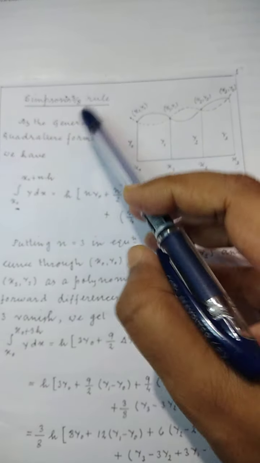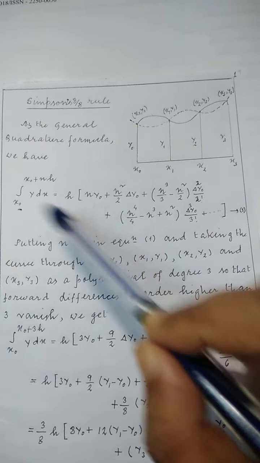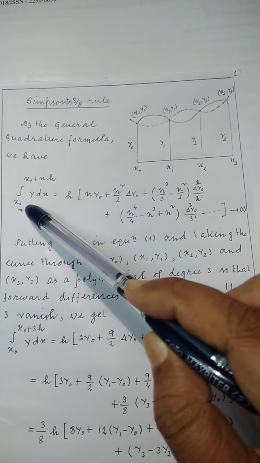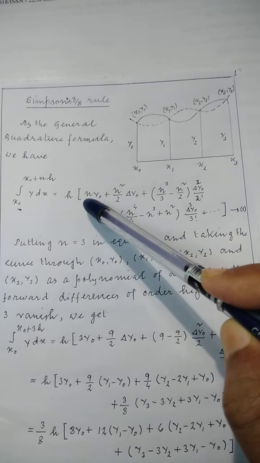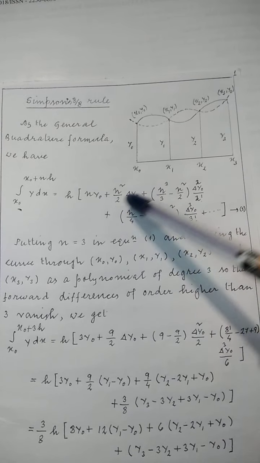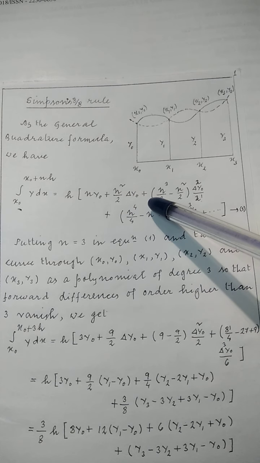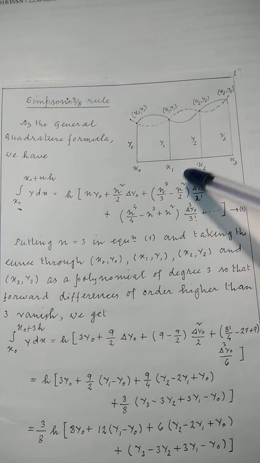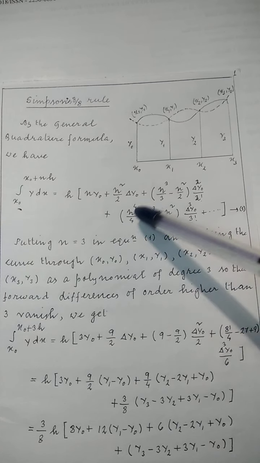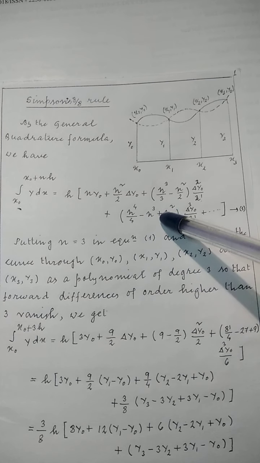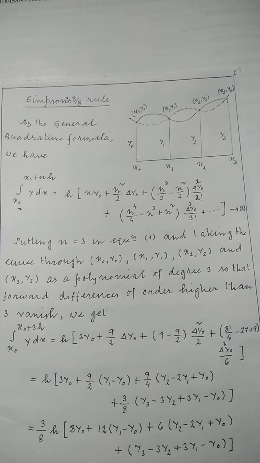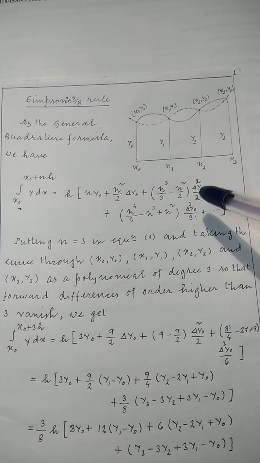So by the general quadrature formula, we have, what is the general quadrature formula? It is the integral from x0 to x0 plus nh of y dx, equal to h times n y0, where n is the number of intervals, plus n squared by 2 del y0, the first forward difference, plus n cubed by 3 minus n squared by 2 times del squared y0 by factorial 2. The next term is n to the power 4 by 4 minus n cubed plus n squared, times del cubed y0 by factorial 3, and you will get some other terms also. So this is the general quadrature formula.